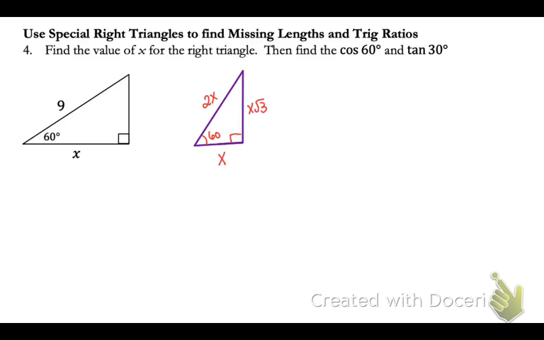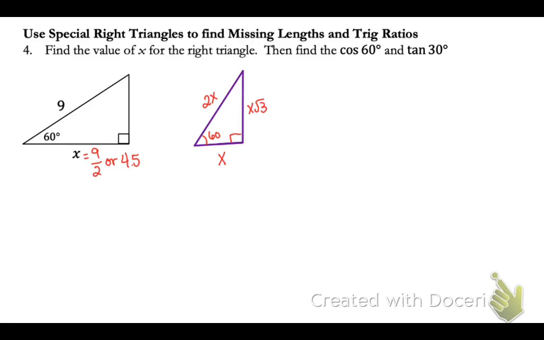Okay, to find x, our missing side length, that's the short leg. So the hypotenuse is always double your short leg. So working backwards, our short leg is going to be half of our hypotenuse. So we end up with 9/2 or 4.5.